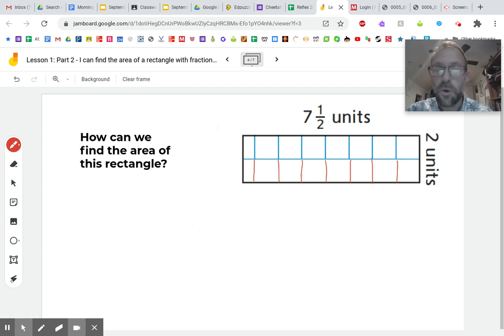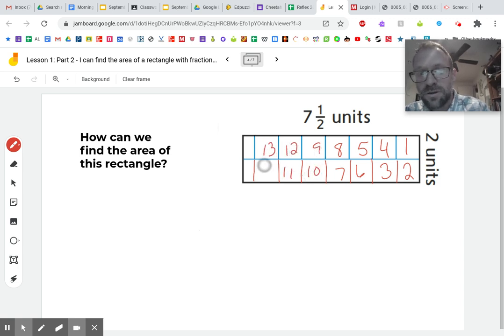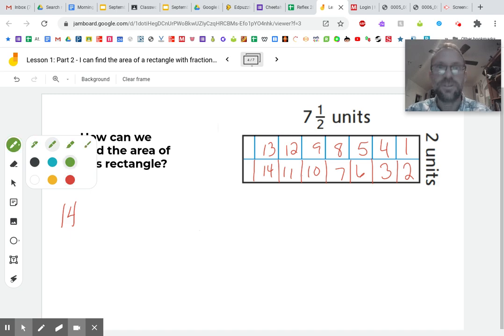Let's count the whole square units. Ready? Count with me. 1, 2, 3, 4, 5, 6, 7, 8, 9, 10, 11, 12, 13, 14. Okay, so let's write down what we have so far, 14 whole square units. But we also have some fractional units, don't we?